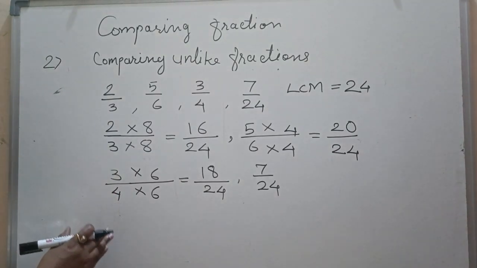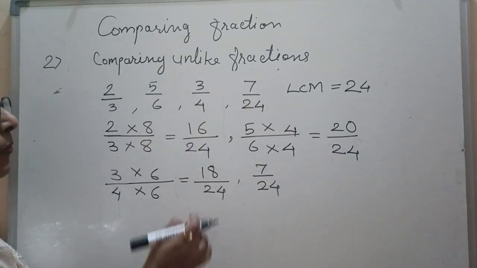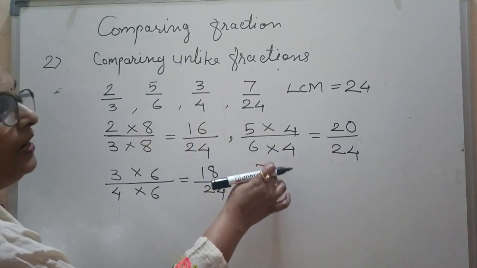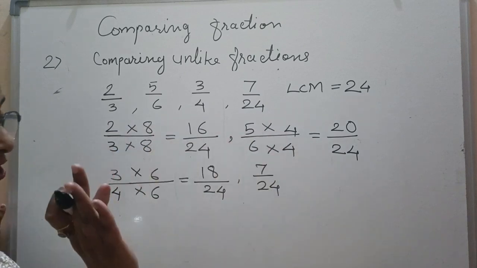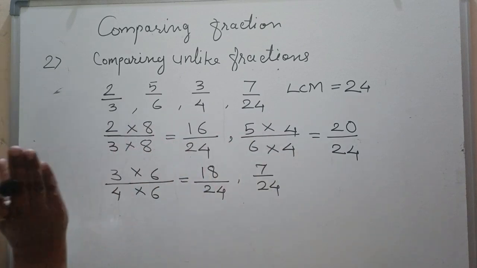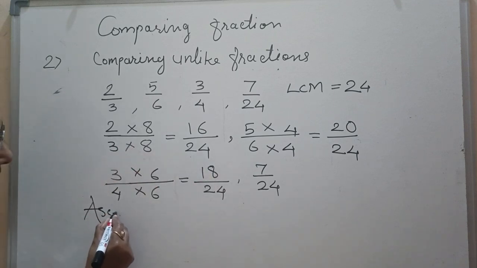So what have you got now? 16 by 24, 20 by 24, 18 by 24 and 7 by 24. Now all these are like fractions. Now you can compare numerators and write in ascending order. So I am writing here ascending order.